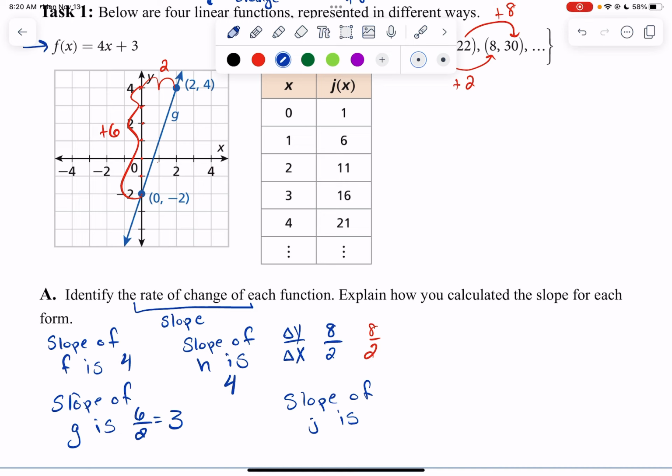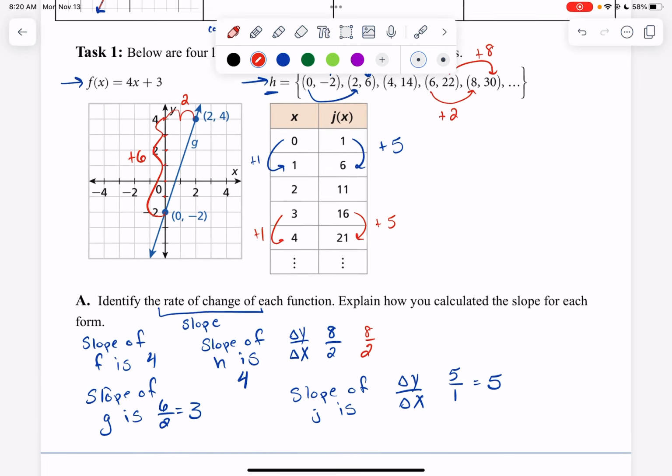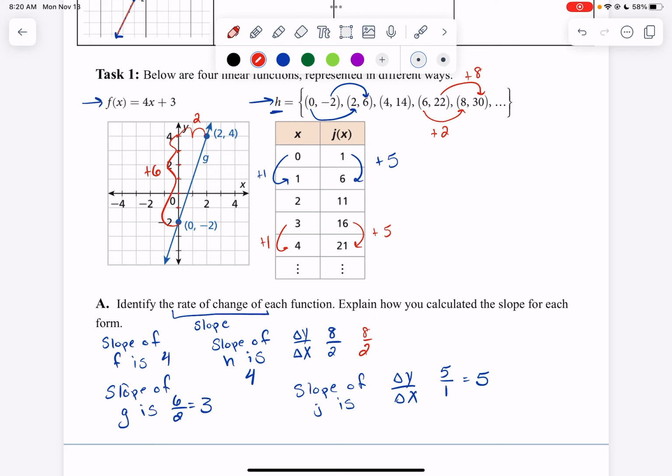Okay, I think I'm going to do the change in y over change in x. So my y, this one goes up by 5. This one goes up by 1. So 5 over 1, which is 5. Let's double check another point. What about from here to here? 16 to 21, yep, that's up by 5. 3 to 4, up by 1. Yep, slope is 5. So there, we found the slope of each one. So f is 4, h is 4. They have the same slope. G is 3, j is 5.